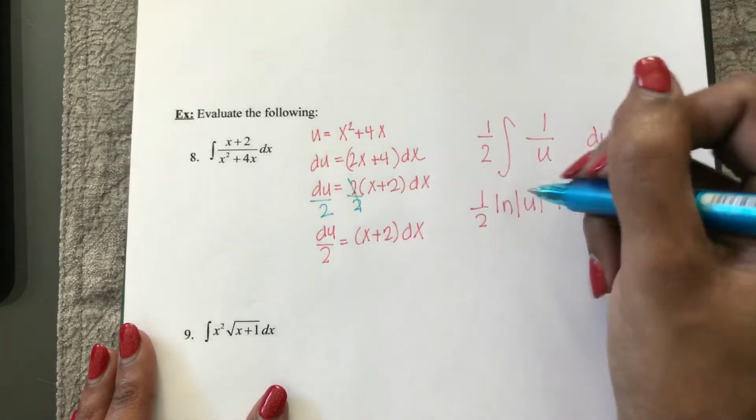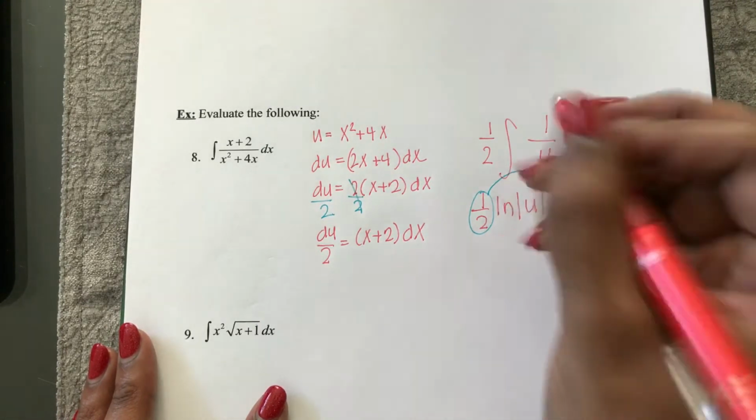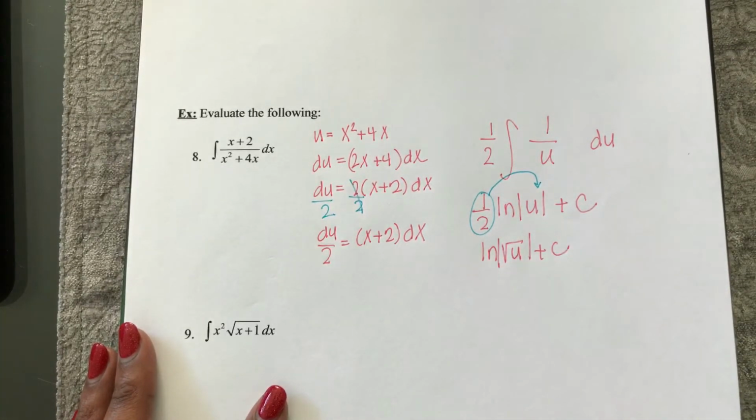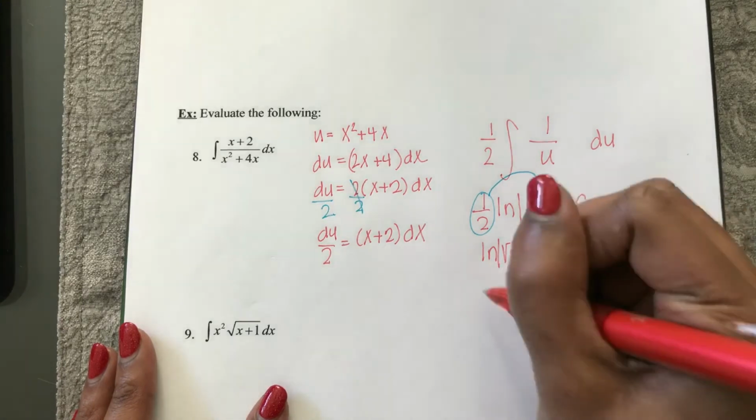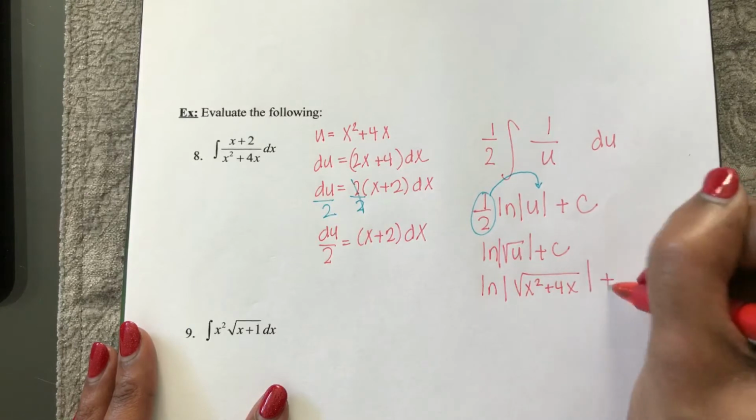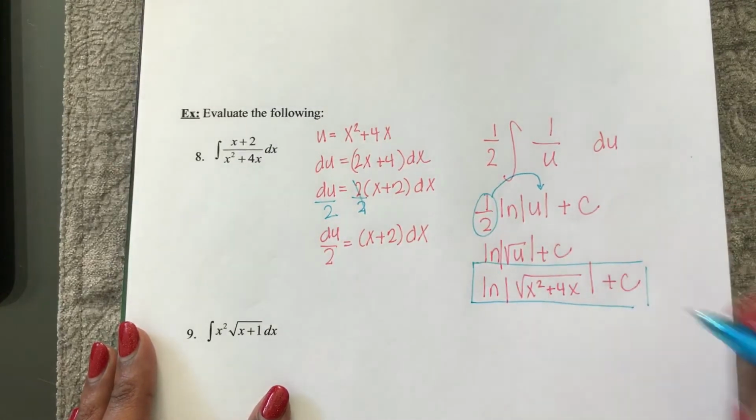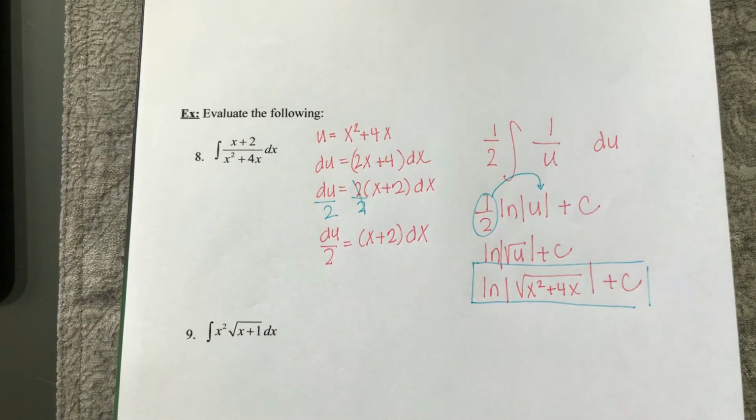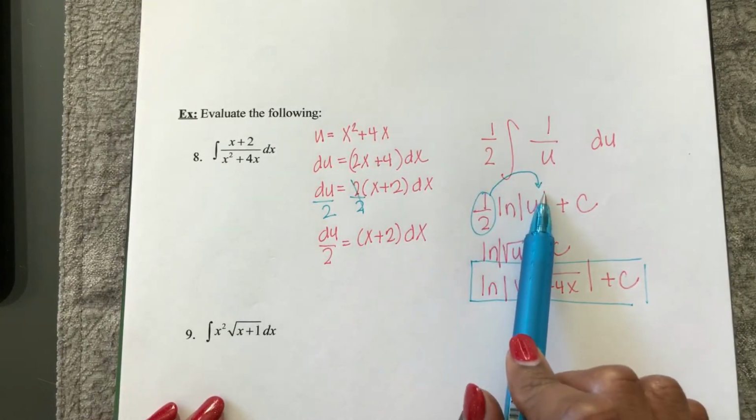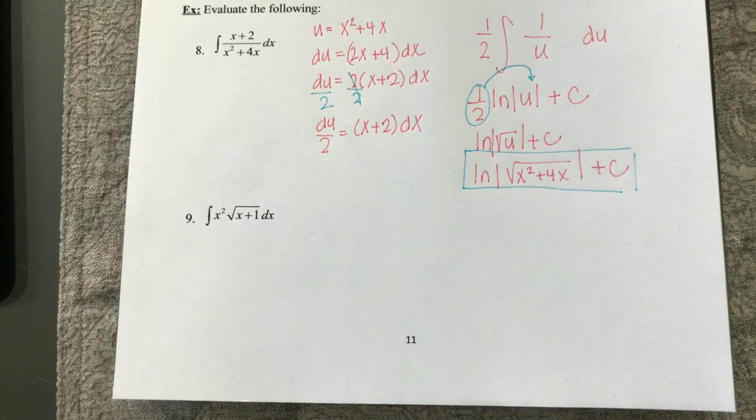But remember that for a logarithm, this constant in front is an exponent. So this is actually ln square root u, absolute value, plus c. But remember that u was x squared plus 4x, plus c. So we have a little bit of properties of exponents and properties of logarithms in this one as well to simplify our answers. So whenever we have a constant in front of our logarithm, make it an exponent to simplify.